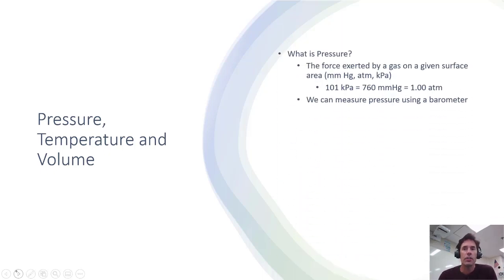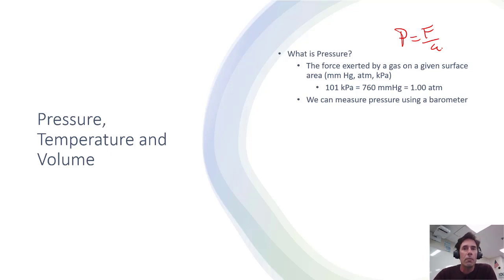The key thing with pressure is that it's a force exerted by a gas on a surface area. So it's force over area, okay? If you want to think of it as a formula, pressure is equal to force divided by area, okay? And we can measure that in a bunch of different units, such as millimeters of mercury, which is what we have there with the mmHg.